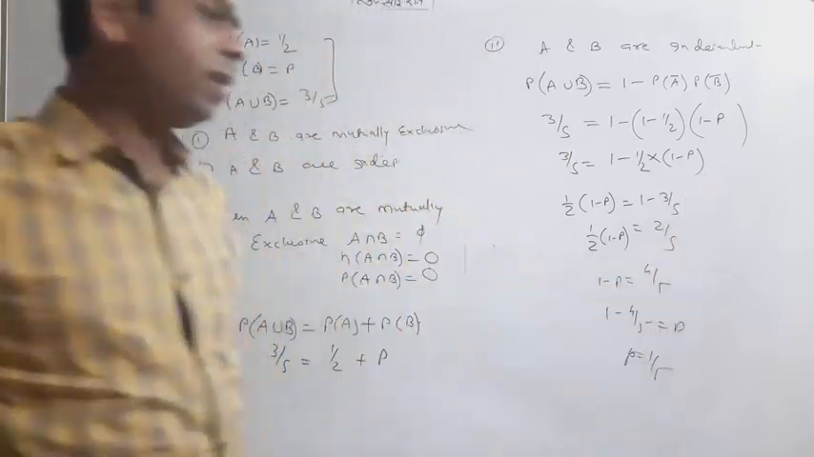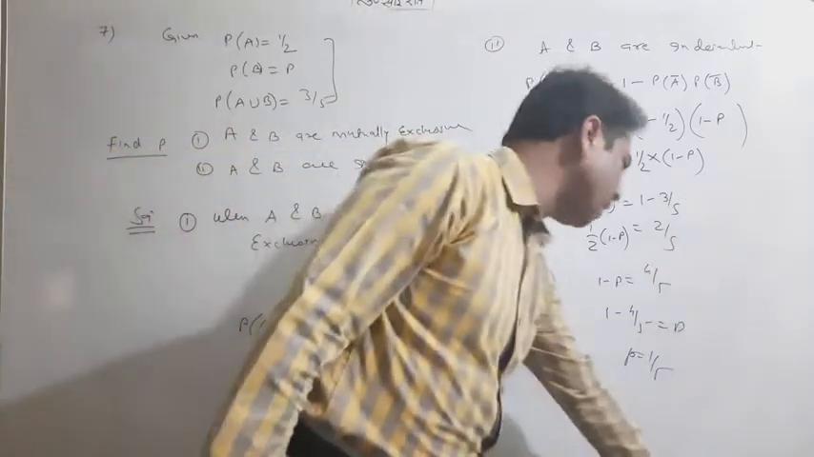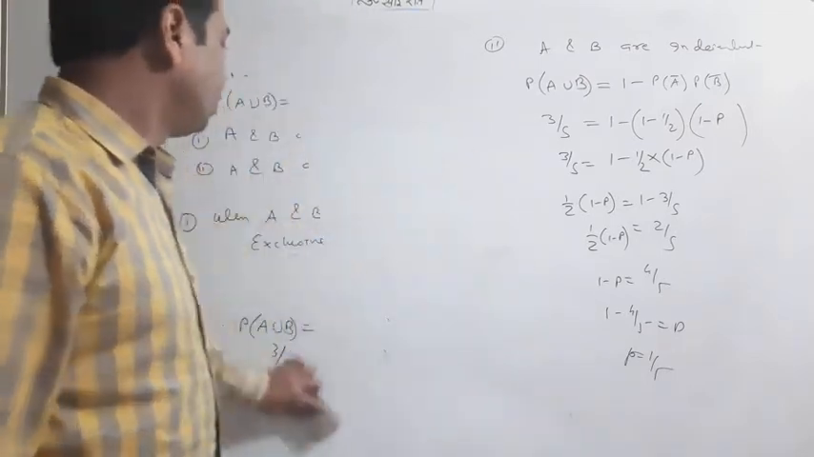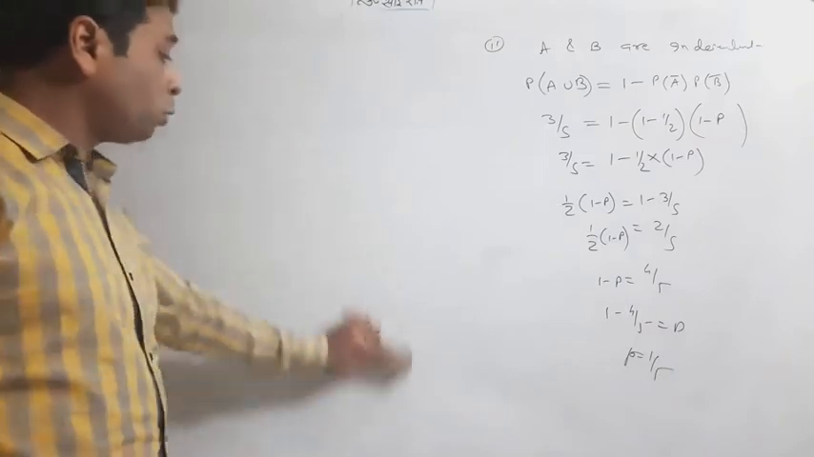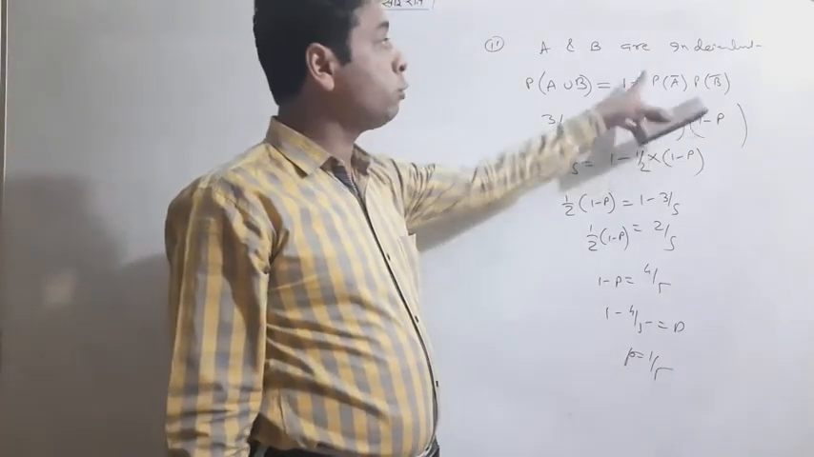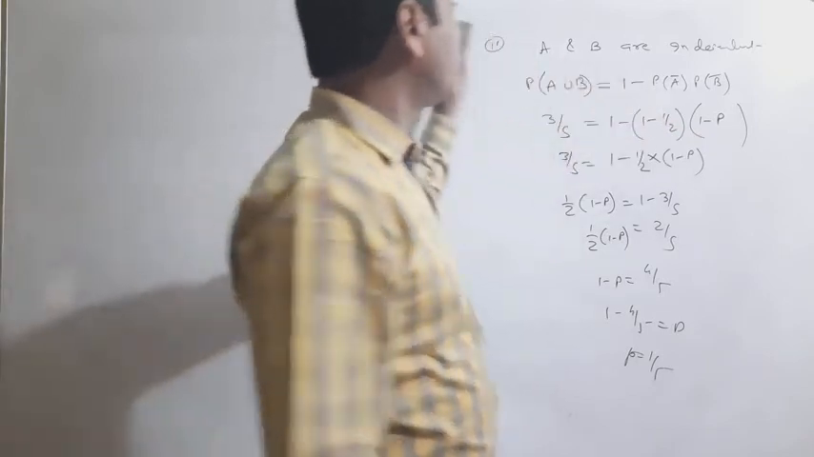That's a very simple thing. I don't think it's going to be tough for you, but the question was a bit good, so I explained it here. Keep remembering, when mutually exclusive, A intersection B is phi, but when A and B are independent, you will use this formula. Keep remembering that.